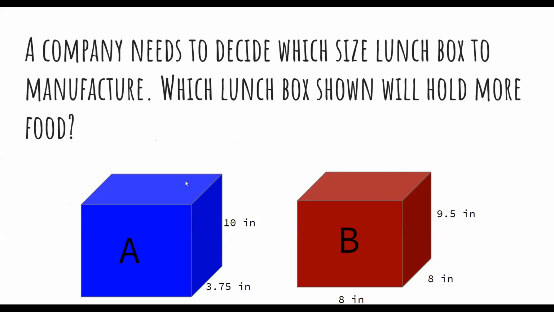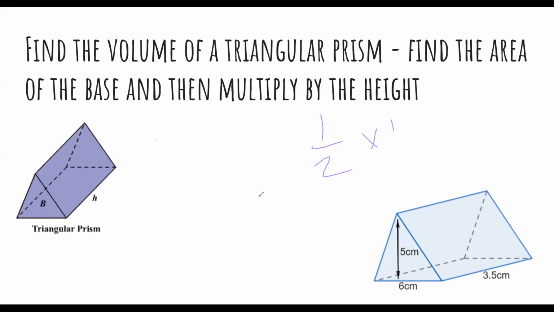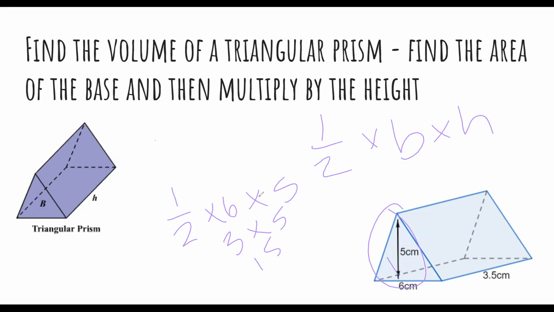Now, looking at triangular prisms, this is the last example that we're going to go over. These are the only two shapes that you guys will have in your homework and that you will learn about. So it says find the volume of a triangular prism. In order to find the volume, again, you find the area of the base and then you multiply it by the height. Remember, for a triangle, the area of the base was 1/2 times base times height. So I have 1/2 times 6 times 5. Half of 6 is 3, and 3 times 5 is 15. So my base is 15.